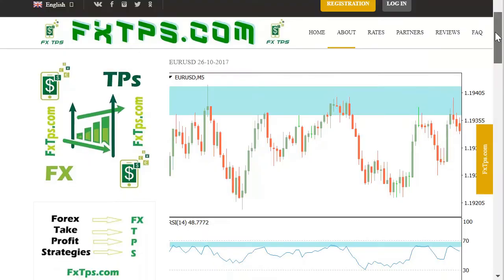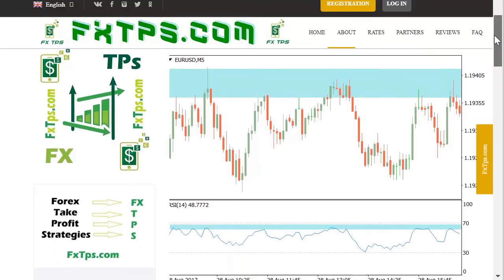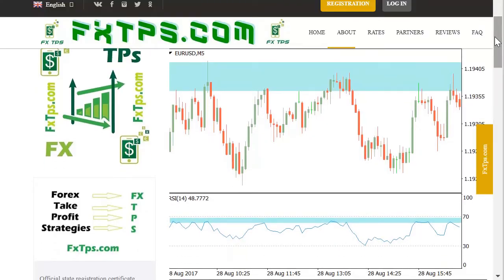I will teach my Forex strategy to make lifetime money online. 90% win rate. The chart shows that the January 1940 area acts as resistance and the RSI area near 60 is an area of resistance.